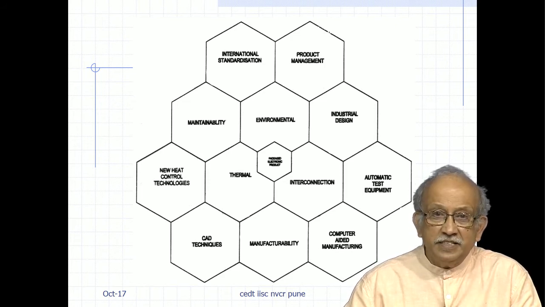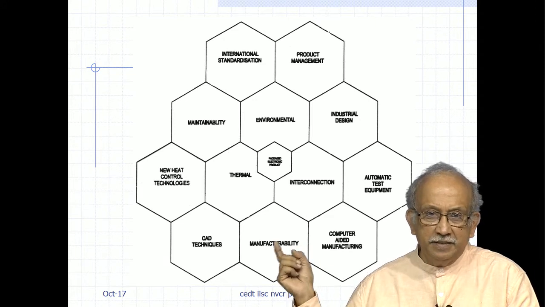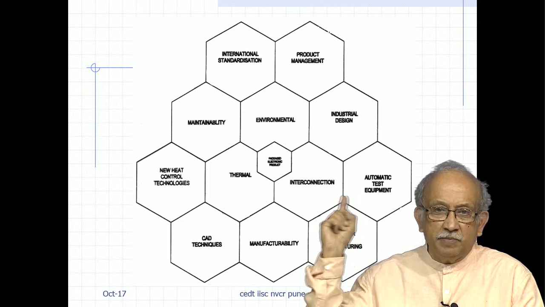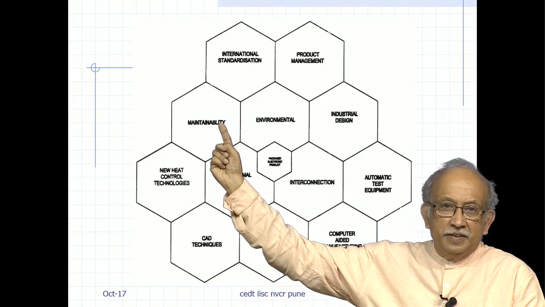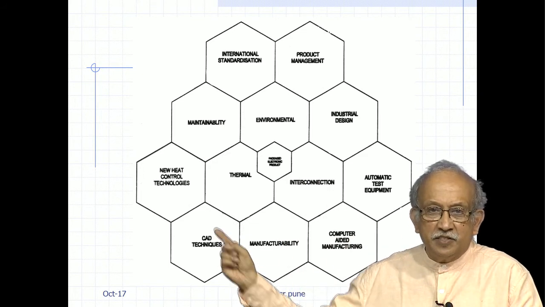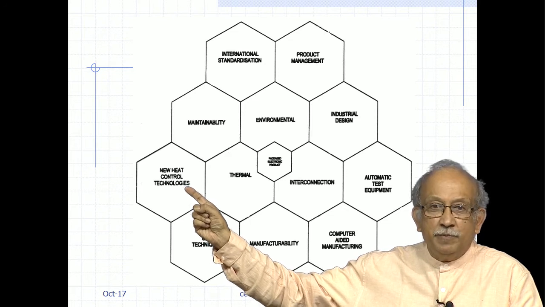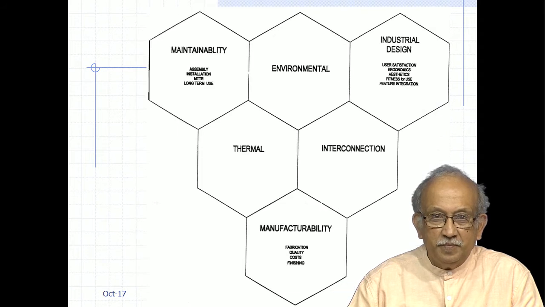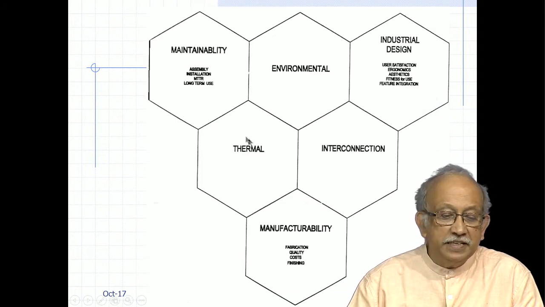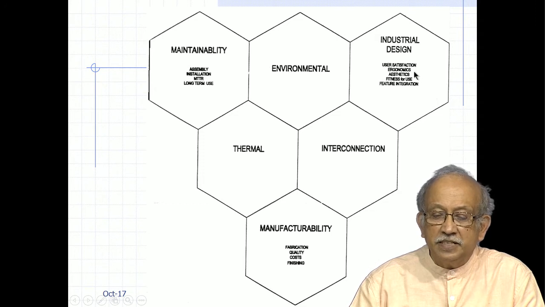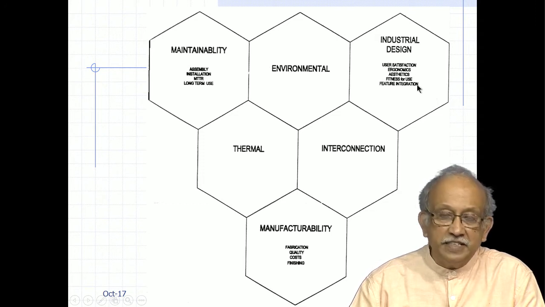So, we have these issues of CAD techniques. Okay. If you start properly, you have several things, and then you have computer-aided manufacturing, automatic test equipment and maintainability. And the moment you start with CAD techniques, you just go up here, we come to new type of controlling heat. So, it is all covered here, saying in maintainability, assembly, installation, mean time to repair and long term use, industrial design, user satisfaction, ergonomics, aesthetics, fitness and feature integration.